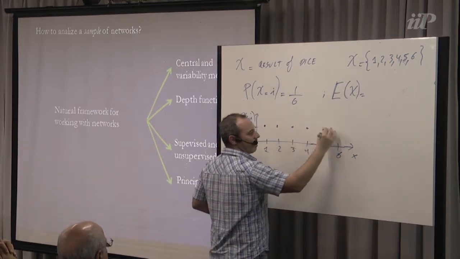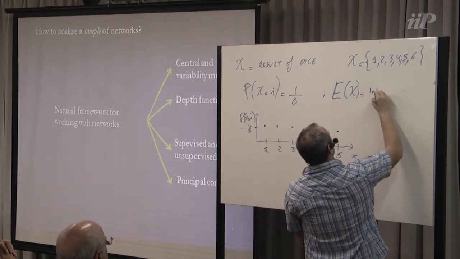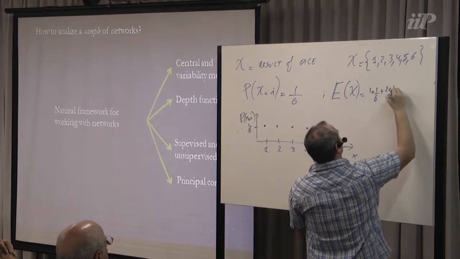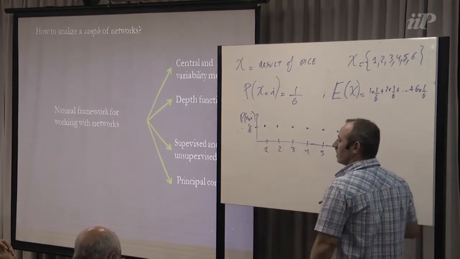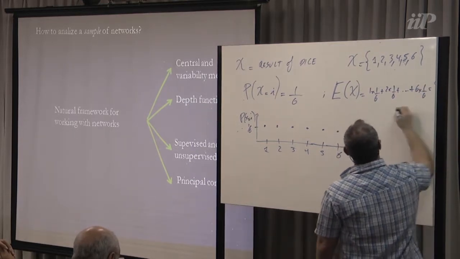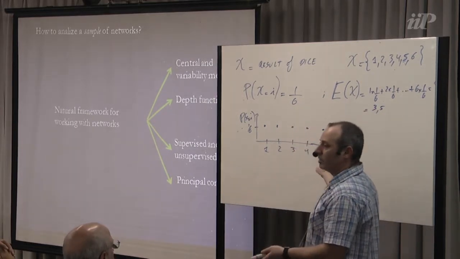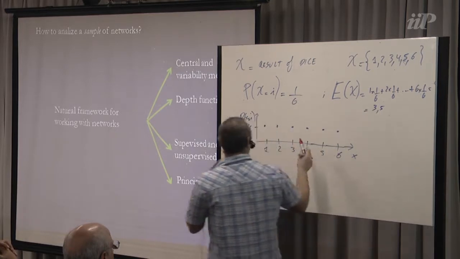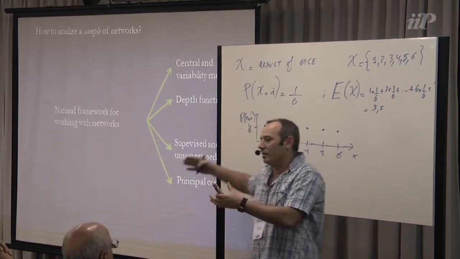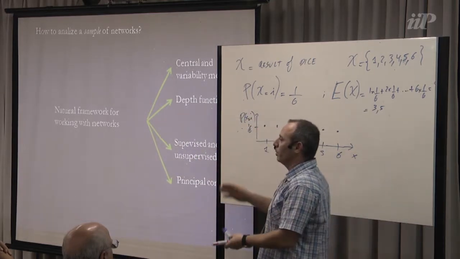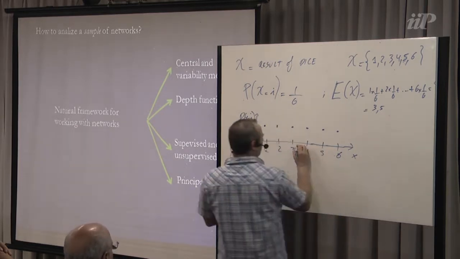And we know that the expected value is 1 times the probability plus 2 times the probability, up to 6 times this. And this is 3.5. It's very easy to see that it must be 3.5 because of a symmetry argument, and it's the center of this. If you have to put the center of mass here, it must be here.